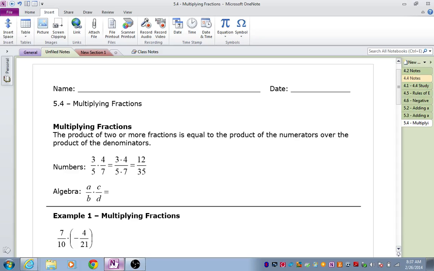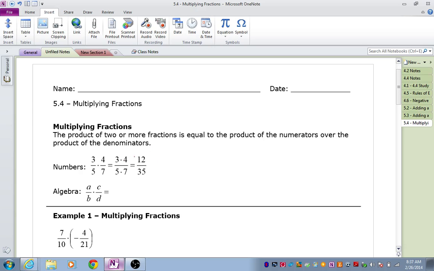This is the video for Lesson 5.4, Multiplying Fractions. I find multiplying fractions is a lot nicer than adding and subtracting fractions because we don't need to worry about finding a common denominator. Our rule says that the product of two or more fractions is equal to the product of the numerators over the product of the denominators.